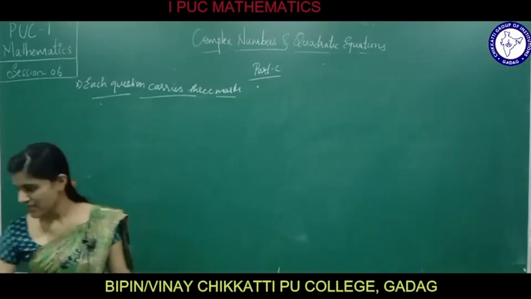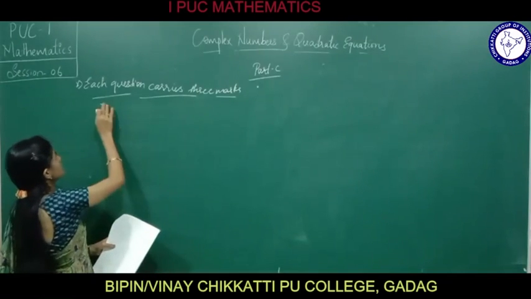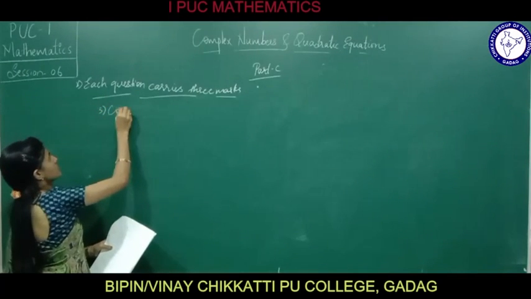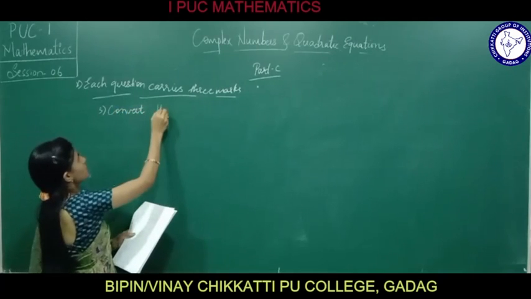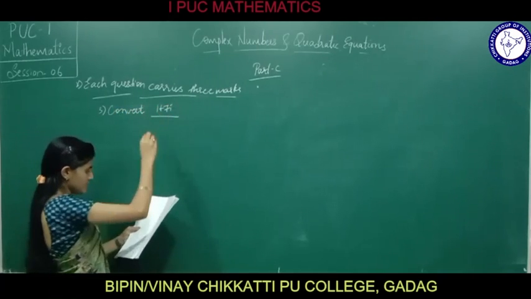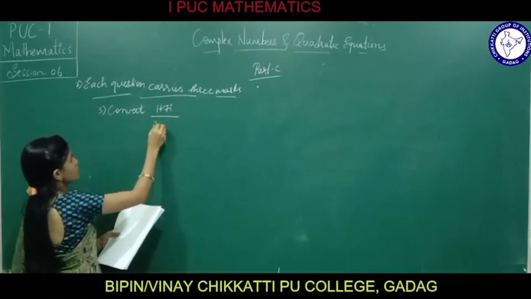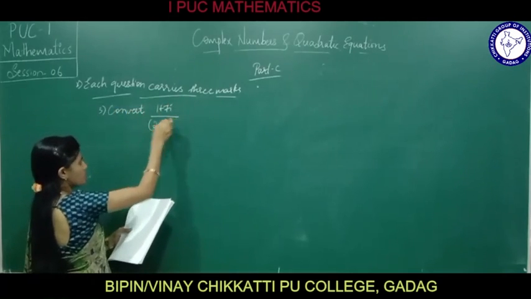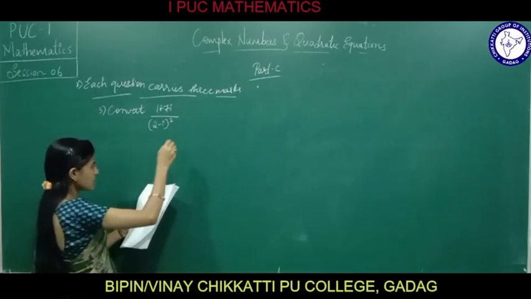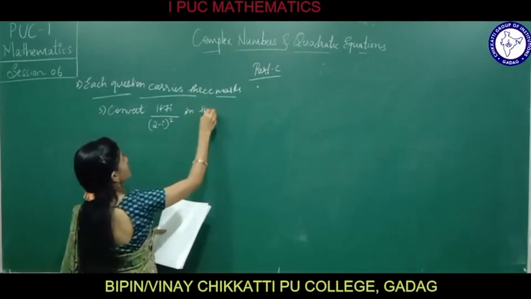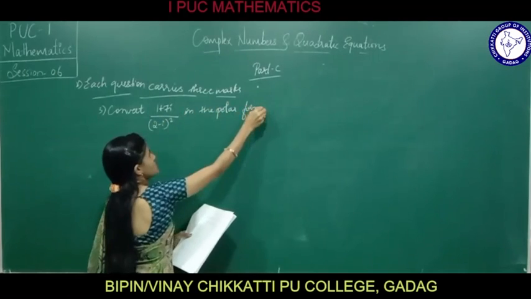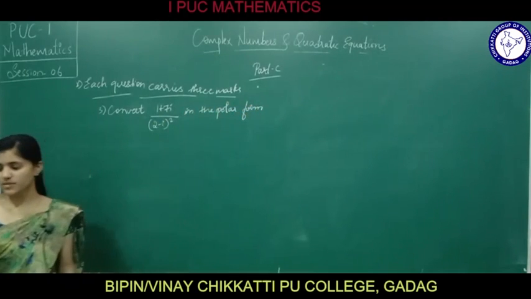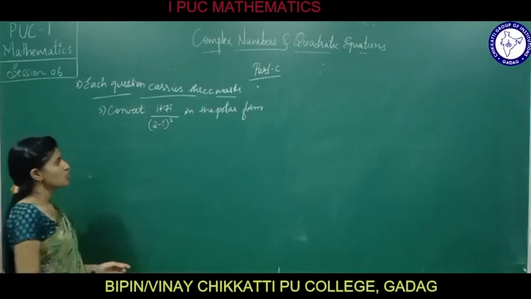One more problem, that is, convert 1 plus 7i divided by 2 minus i whole square in the polar form. See, they have given us one complex number. We need to convert that into polar form.